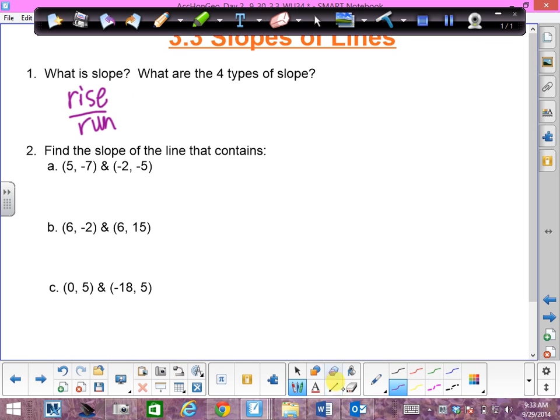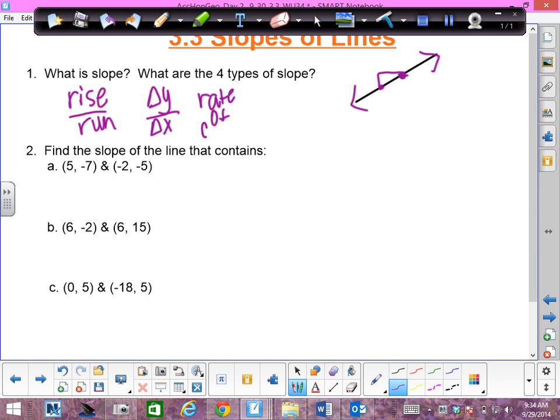So when we think about the graph of a line, let's say I have a line. What we need to remember is rise is how far, say we've got this point here and here, so the rise is how far up I have to go, and then the run is how far over I have to go to get to another point. So slope is also known as the change in y over the change in x. And then we also know slope is rate of change.